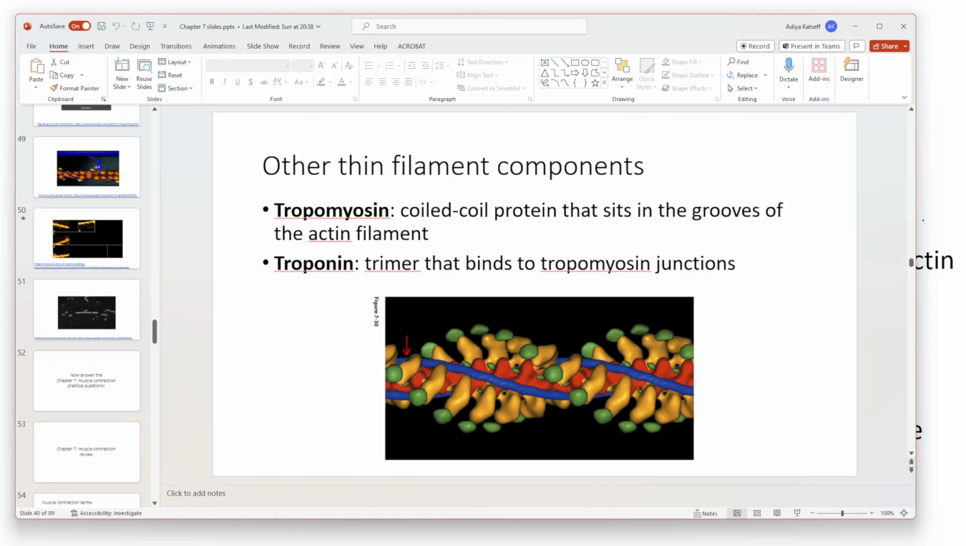Troponin is a trimer, so I think it's more than just the green. That's why I got confused, because there's a lot of colors. Tropomyosin is definitely blue. Actin is definitely red. I think the other ones might all be troponin. I'm not 100% sure on that. I can double check that for you.